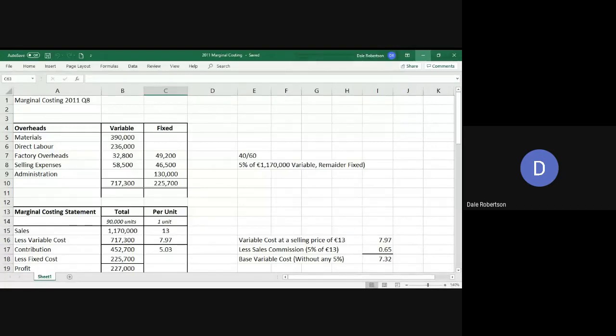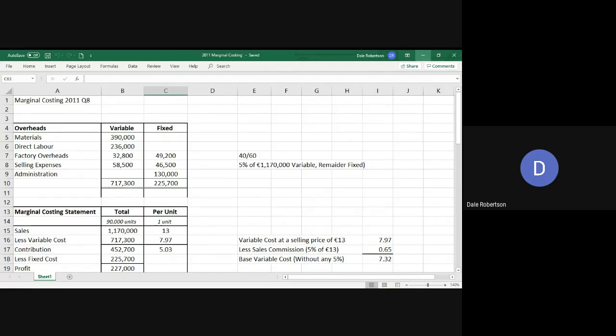Okay, we're going to have a look at the 2011 marginal costing question. Marginal costing is a topic which comes up very regularly on the Leaving Certificate. It's one that I'm going to speak through here now. This is a revision question for Leaving Cert students, new content for some fifth-year pupils.